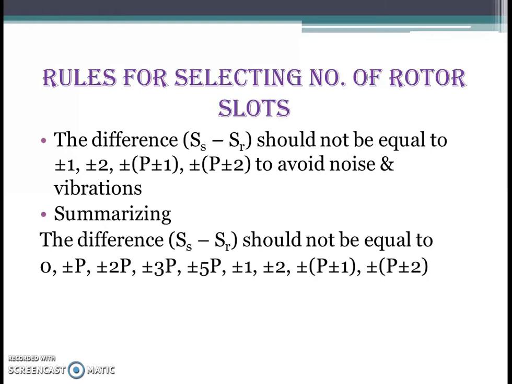So while selecting the number of rotor slots, if we take certain care and avoid certain combinations, then we can avoid different harmonic torques and we have better operation in the case of a three phase induction motor.